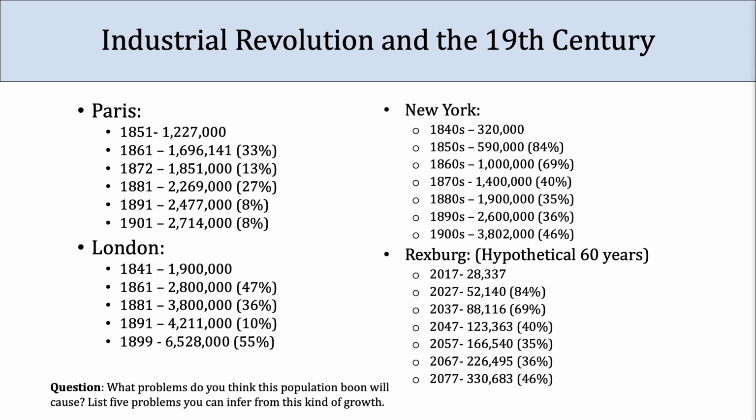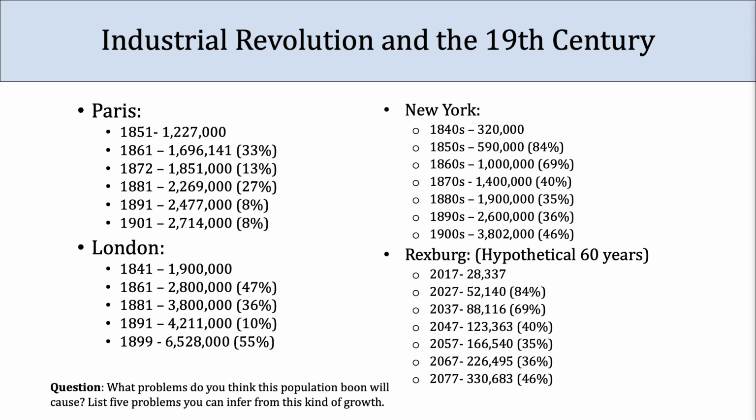1860s, it grows by almost 70%. 1870s, another 40%. Another 10 years, 35, then 36, and then 46. And so it grows from 320,000 to 3.8 million. So about 10 times the size in about 6 years, right? Tremendous pressure. And I give you the hypothetical, right, Rexburg, of what kind of pressures that's going to put on people.